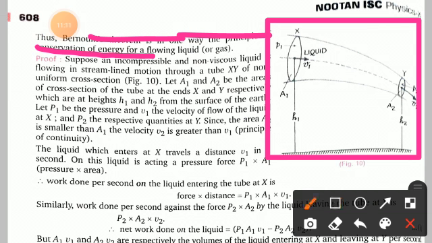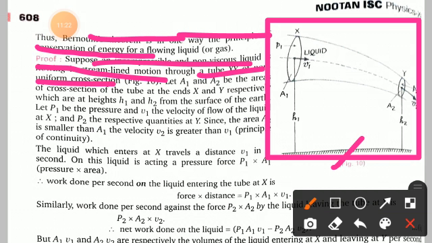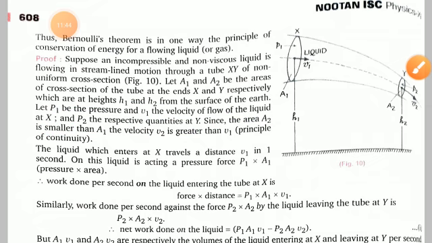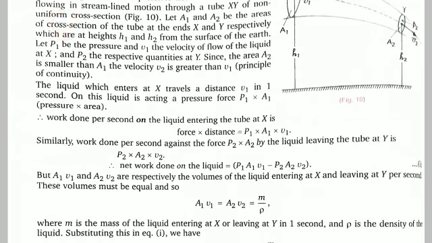Proof: suppose an incompressible and non-viscous liquid is flowing in a streamlined motion through a tube XY of non-uniform cross section. Figure number 10 you can see here. Let A1 and A2 be the areas of cross section of the tube at the ends X and Y respectively, which are at heights H1 and H2 from the surface of the earth. Let P1 be the pressure and V1 the velocity of the flow of liquid at X, and P2 and V2 the respective quantities at Y. Since the area A2 is smaller than A1, the velocity V2 is greater than V1.